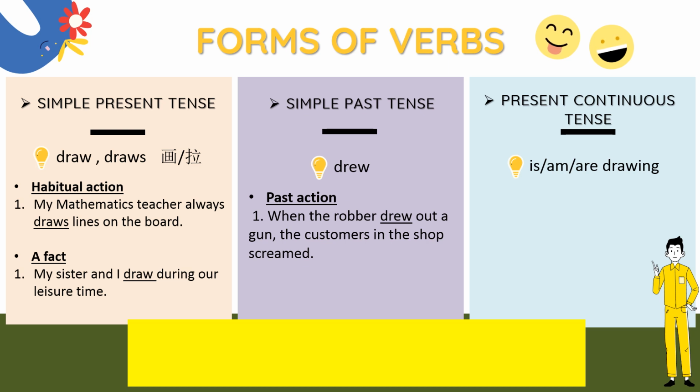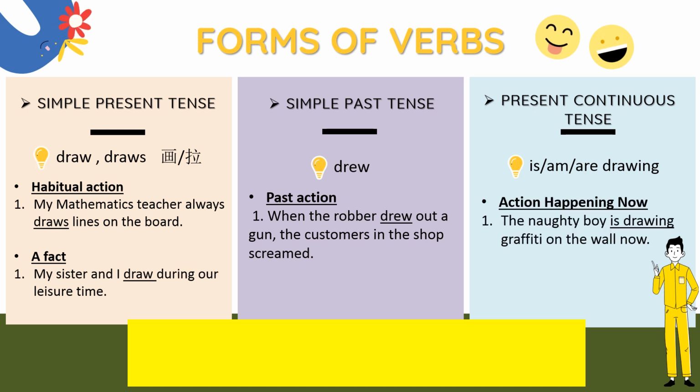就是现在正在发生，现在正在画，现在正在拉。So action happening now. Number one, 那个坏蛋的小孩现在正在墙上涂鸦。So that's what we call graffiti, remember? The naughty boy is drawing graffiti on the wall now. 就是这个 now is M-R-ING. Okay?